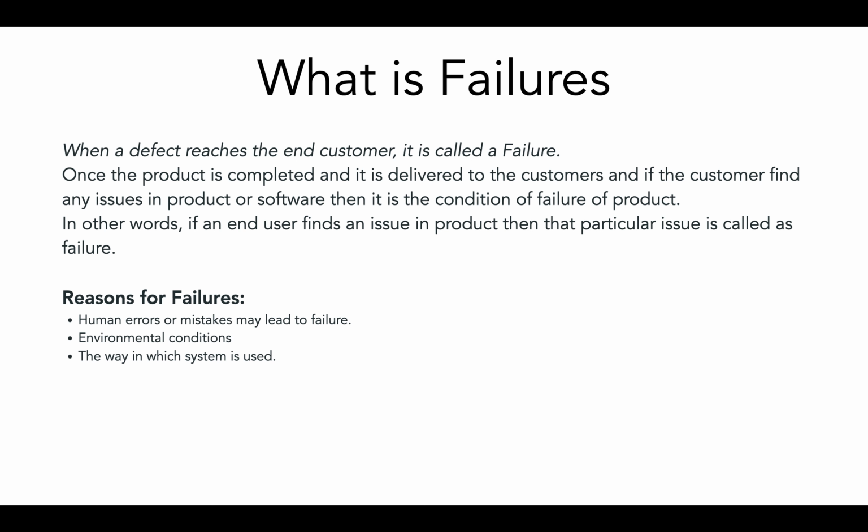The same thing we call a defect in our development cycle, the code level error which we have found, was a defect. But when that defect reaches production or an end user finds it, then it is called a failure, and that is a failure of the product because the product is not working in the expected way.